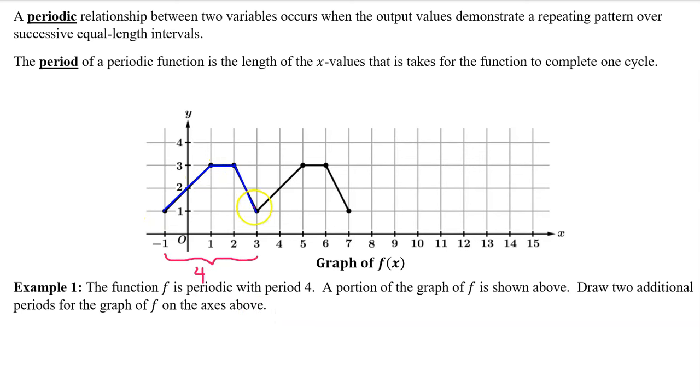Here's one cycle of the function highlighted in blue. You can see the length of the cycle is the period of 4, and two cycles are showing. We just need to repeat two more cycles of the function. So here's f of x with 4 cycles, or 4 periods, shown.